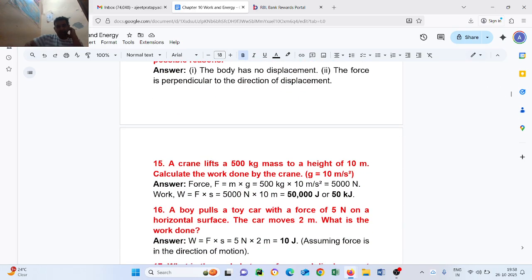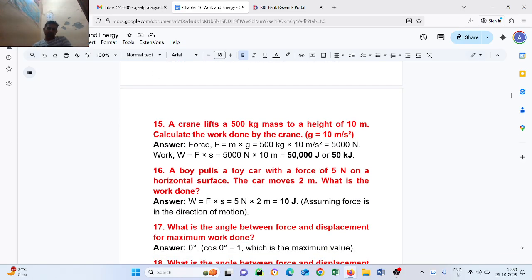Question number 15. A crane lifts a 500 kilogram mass to a height of 10 meter. Calculate the work done by the crane. g is equal to 10 meter per second square. Answer: force F equal to m into g equal to 500 kg multiplied by 10 meter per second square equal to 5,000 Newton. Work W equal to F into S equal to 5,000 Newton multiplied by 10 meter equal to 50,000 Joule or 50 kilojoule.